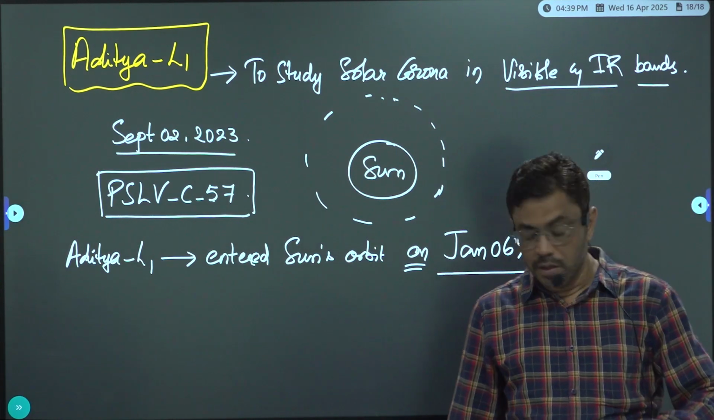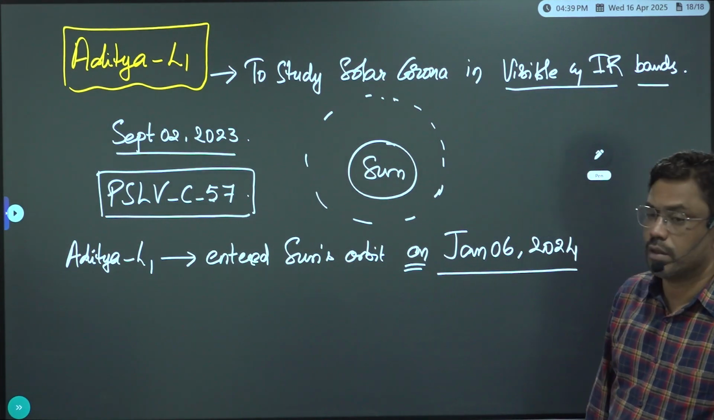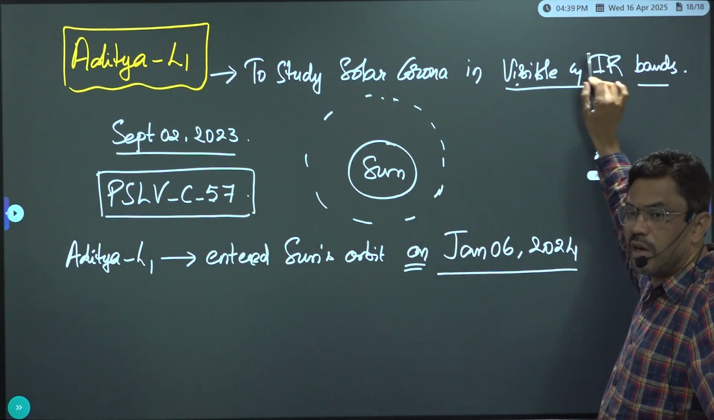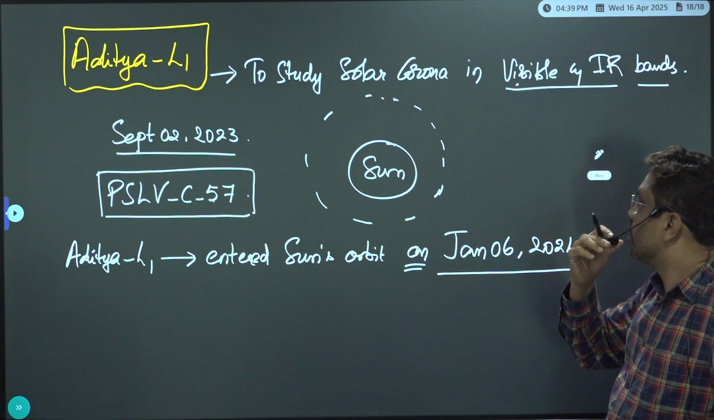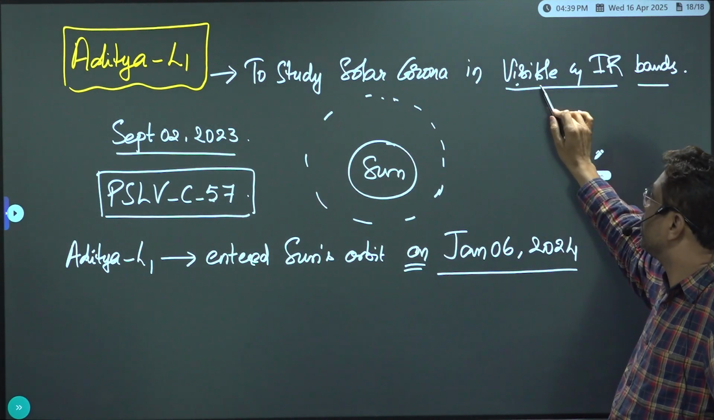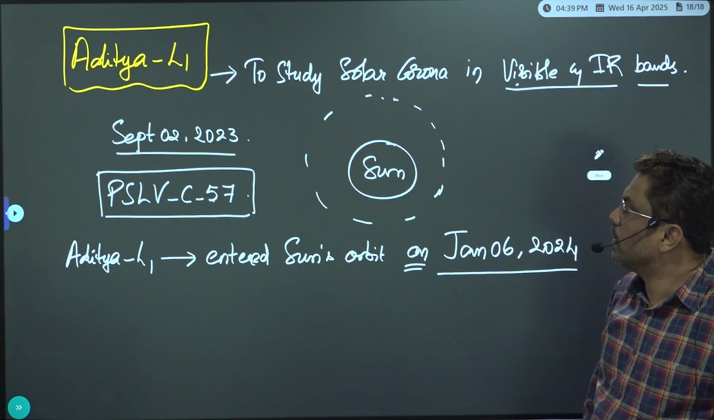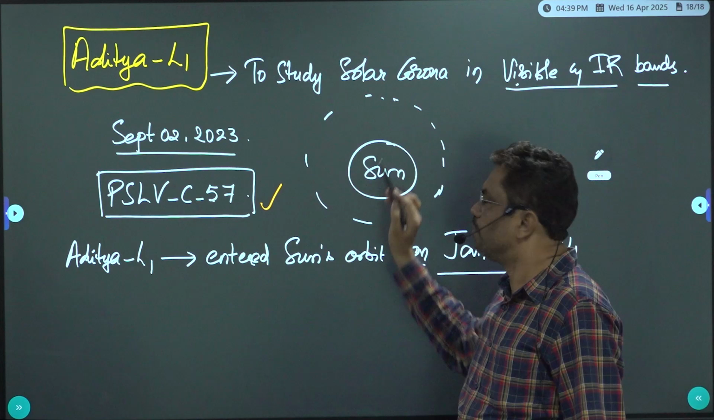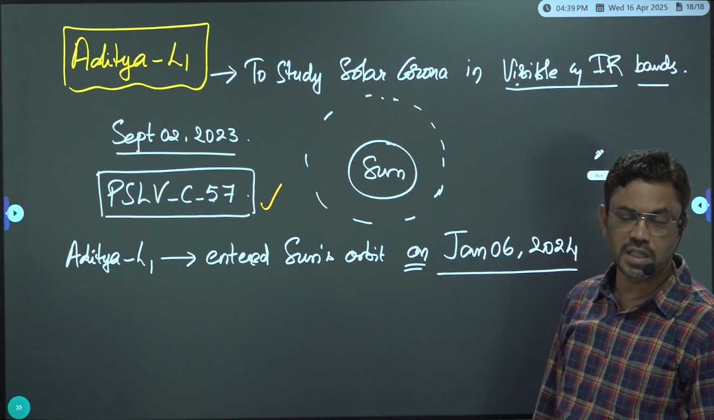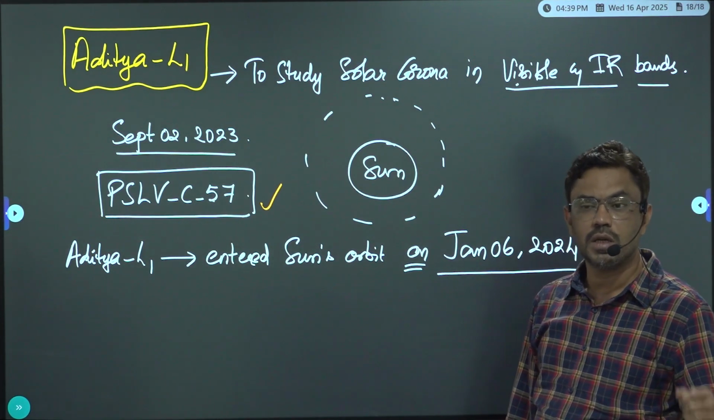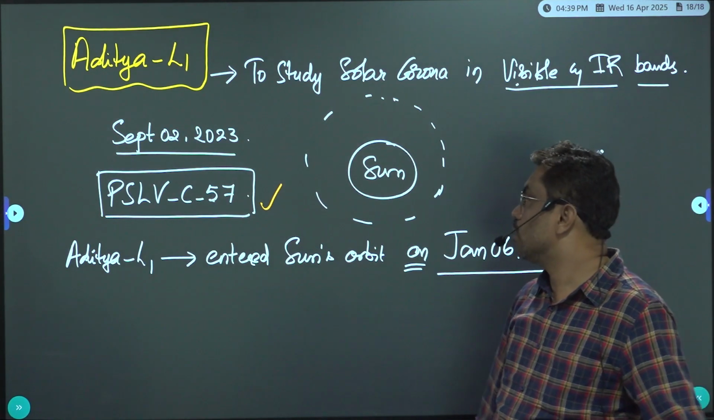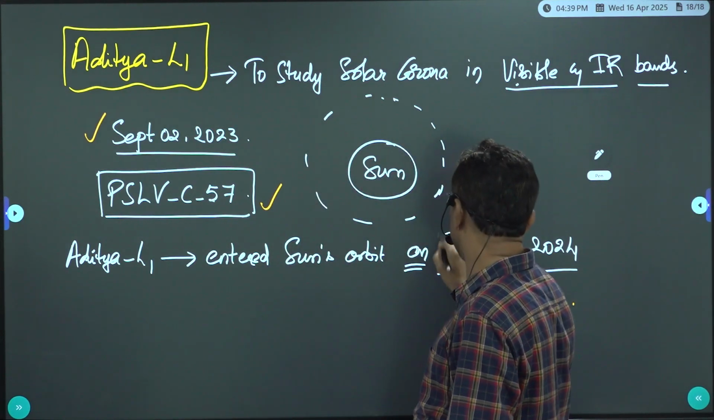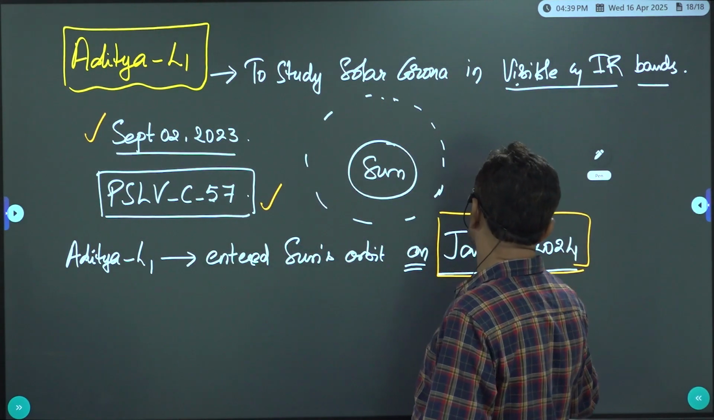So basically, Aditya L1 is to study the solar corona, that means the sun's atmosphere, in visible and infrared spectrums. Okay. Here this Aditya L1 mission was launched by using a rocket called PSLV C57 XL variant. In the XL variant, how many strap-on motors? 6 strap-on motors are there. It was launched on September 2nd, 2023 and it reached the Sun's orbit on January 6, 2024.